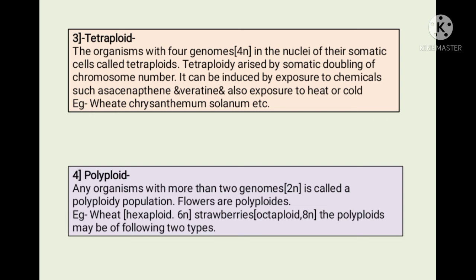Then we will see the polyploidy. Any organism with more than two genomes, that means more than 2N, is called polyploid. The flowers are polyploids. For example, in wheat, hexaploid, that means 6N. In strawberries, octaploid, that means 8N. The polyploids may be of the following two types.